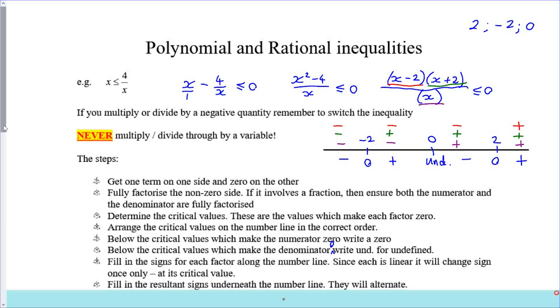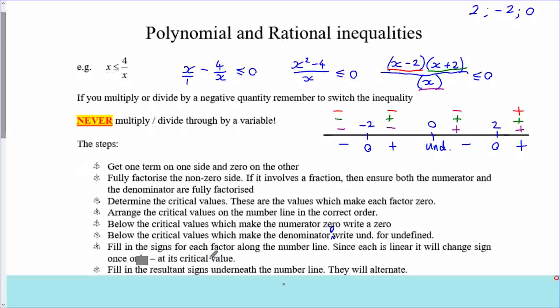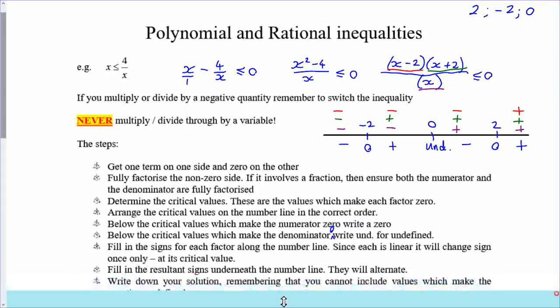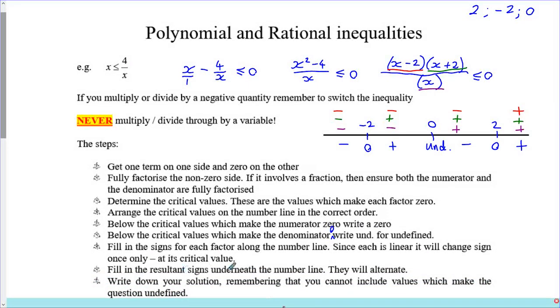All right, so I've actually now done the next step, which is to fill in the resultant signs underneath the number line, and they will alternate. And then write down your solution, remembering that you cannot include values which make the question undefined. So we are looking, for less than or equal to zero, for minus signs.